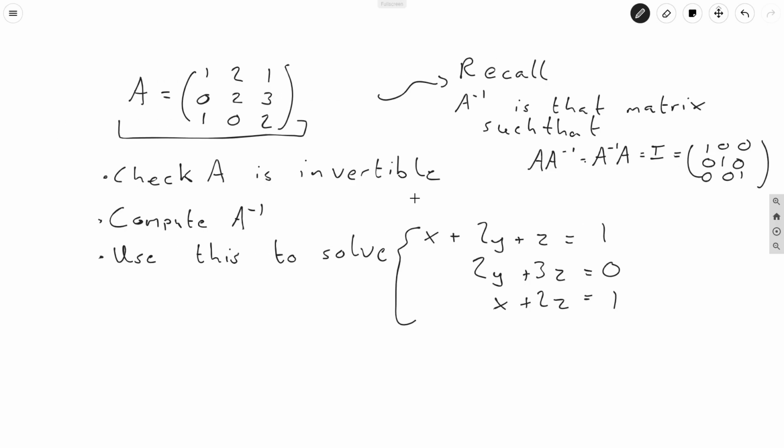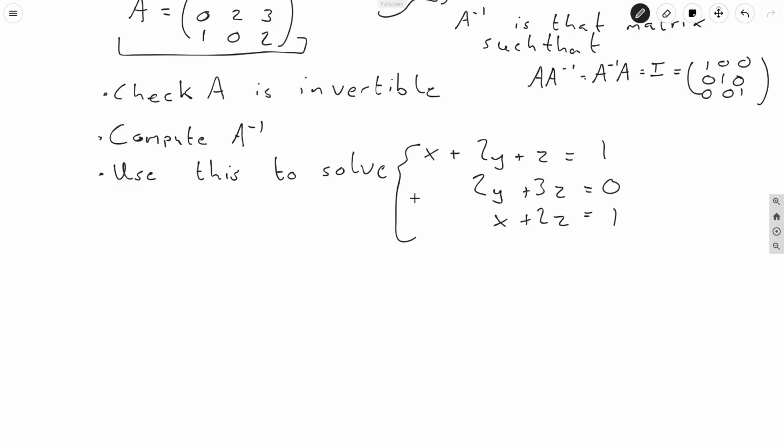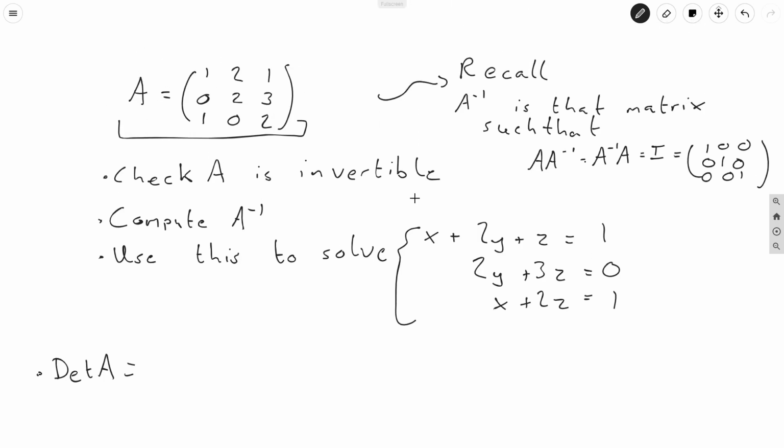So the first step is we want to check if A is invertible. And to do that, we compute the determinant of A, if you've seen the video on that section. So let's just quickly compute the determinant of A. And remember, if A is not invertible, A inverse does not exist. So for this sentence to make sense, A had better be invertible.